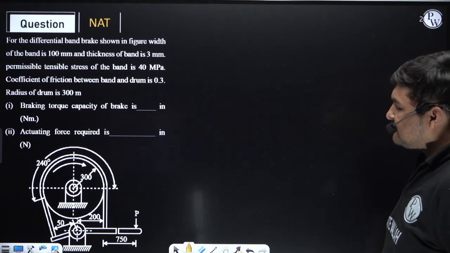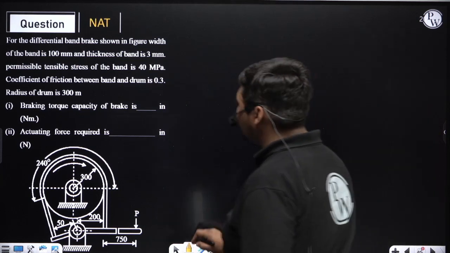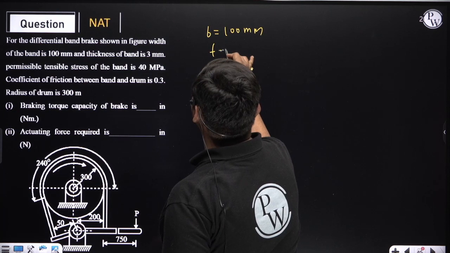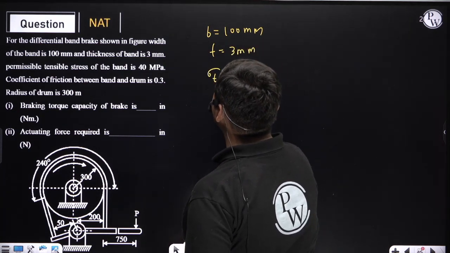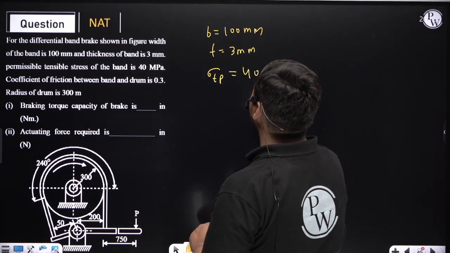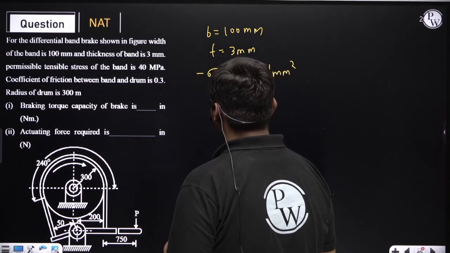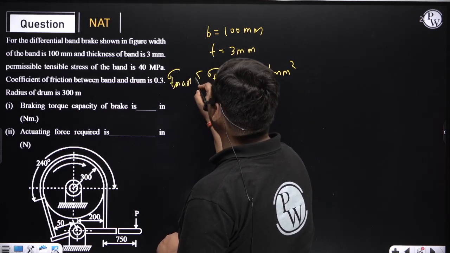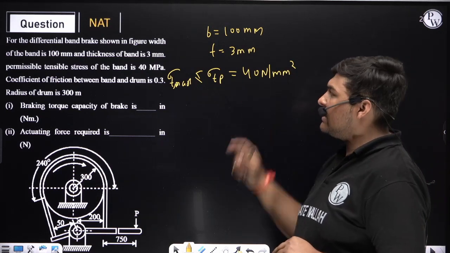What this question is saying: for the differential band brake shown in the figure, the width of the band is given, that is B, 100 mm. The thickness of the band is 3 mm. The permissible tensile stress, which I am denoting as sigma TP, is given as 40 megapascal, meaning Newton per mm square. So the actual maximum tensile stress should be either equal to 40 or less than 40, and to find the limiting value, we will equate it with 40.